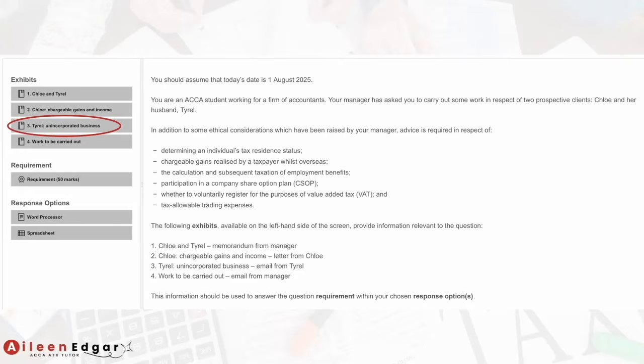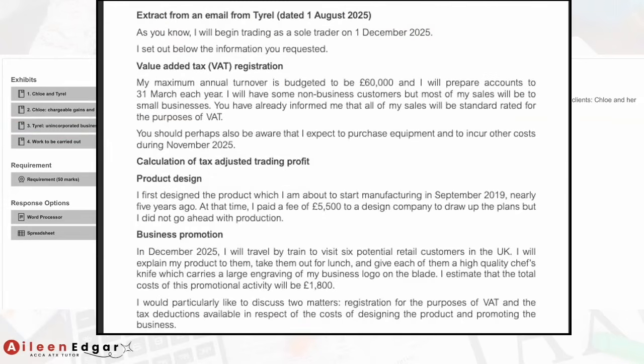Now, Exhibit 3 was only to do with requirement C in the exam, so I can just read it when I get to that time when I'm going to write an answer to Part C. Maybe I would have started here first if I felt more confident with VAT or trading expenses. There were 2 quite different topics in Part C. So again, you can see there are headings that link back to the requirements. There's one on VAT registration, and there's one on the calculation of tax-adjusted trading profit. So they relate to C1 and C2 respectively.